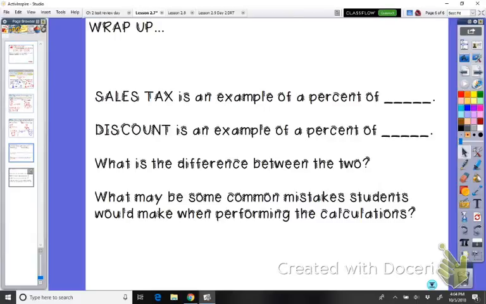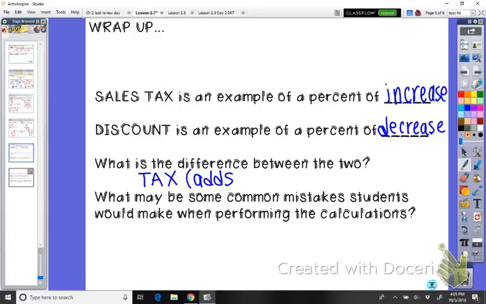So our wrap up: sales tax is an example of a percent of increase because it increases our price. Discounts are examples of percents of decrease because we have to pay less money, so that saves us money. What's the difference between the two? Sales tax gets added on, and discounts get subtracted off.